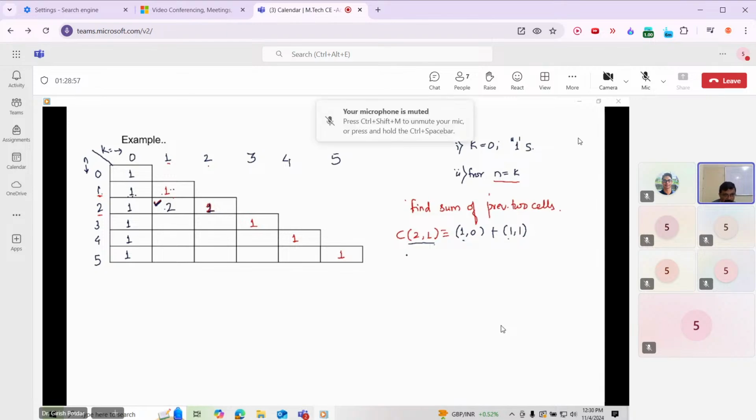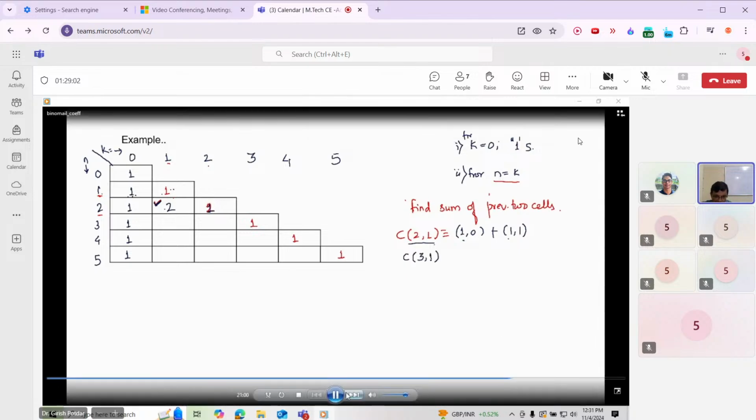So now, is that okay? Right. Now, what will happen with cell 31? Cell 31 will be what? What will we get? Cell 31.